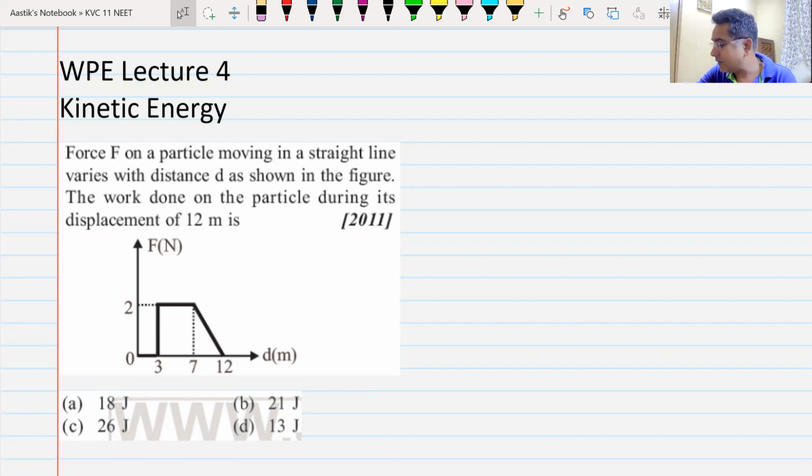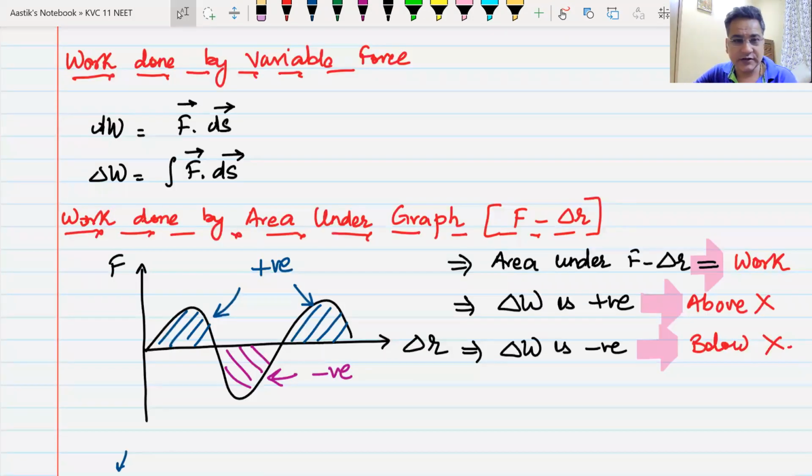Going into a quick recap of what we had done in the previous class, I think we had seen how we can find out work done from the area under force displacement graph. Do we remember this? Area above the x-axis gives us positive work, and area below the x-axis gives us negative work.